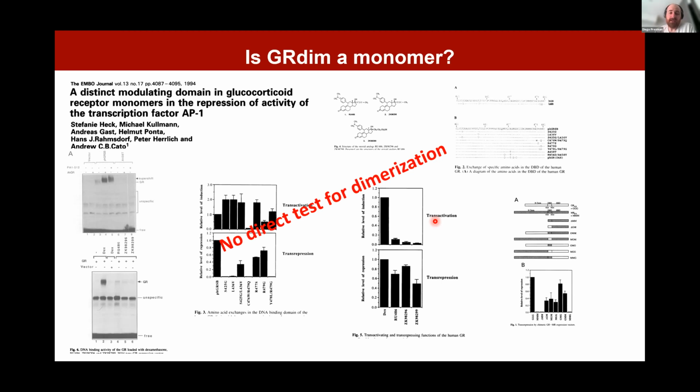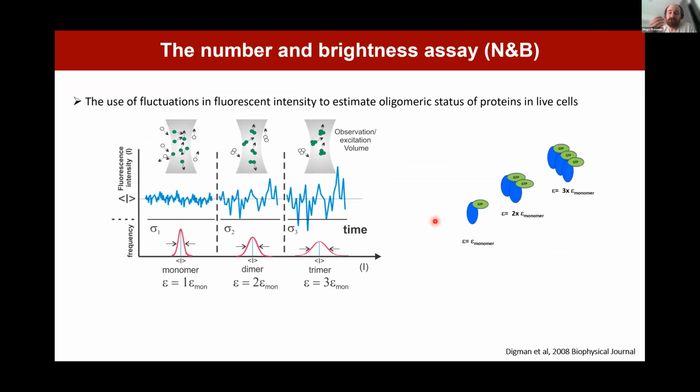So that's when we start trying to contribute this. We use number and brightness to measure the oligomerization state of GR. You heard a beautiful explanation early on, but I'm just going to give you a brief summary. This technique uses fluorescence intensity fluctuation to estimate the oligomeric state of proteins in live cells.